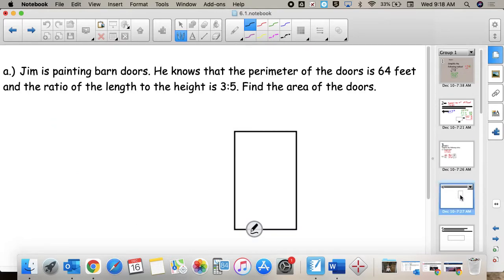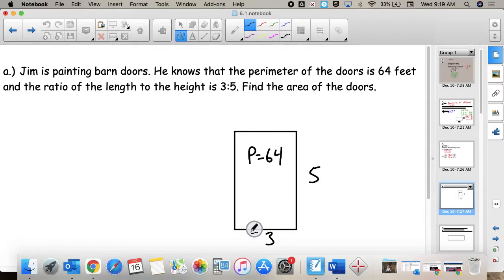All right, let's take a look at example 2. It says Jim is painting barn doors. He knows that the perimeter of the barn doors is 64 feet. It says the ratio of the length to the height is 3 to 5. It says find the area of the barn doors. Now, in these problems, it says the ratio is 3 to 5. Remember, that is a reduced value.